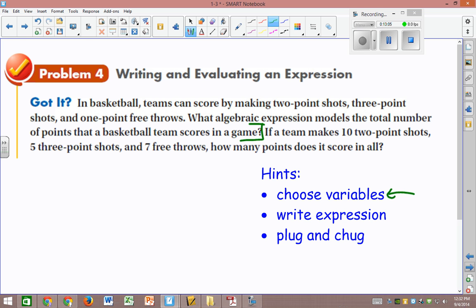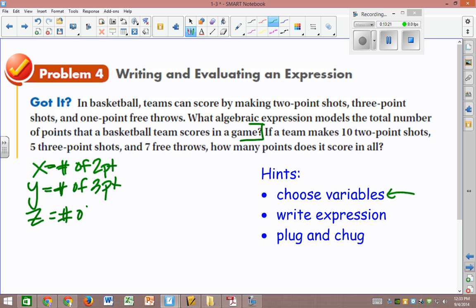So remember, we're going to choose variables. So what don't we know? We don't know how many 2-point shots, what else? Number of 3-point shots, and number of free throws. And you could pick whatever variables you want. I just used X, Y, Z. Sure. Okay, so what expression represents this situation?